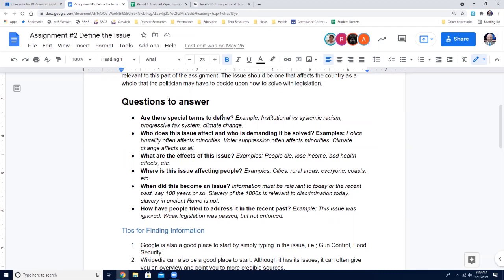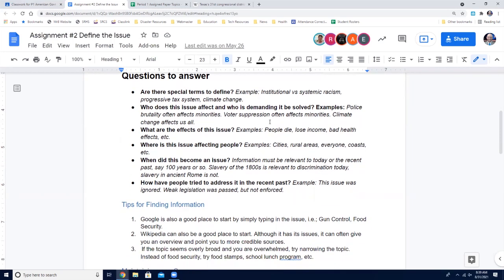Are there any special terms to define for your topic? Sometimes some of these topics, they have new terms. Like if you were doing discrimination, you'd have to understand institutional versus systemic racism. What's the difference between the two? If you are looking at taxes, you might want to see what the different tax systems are, progressive tax system, etc. So what are some of those terms?